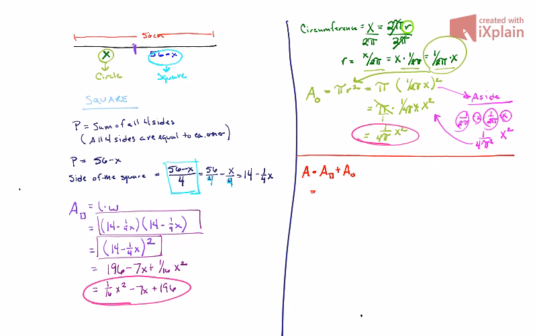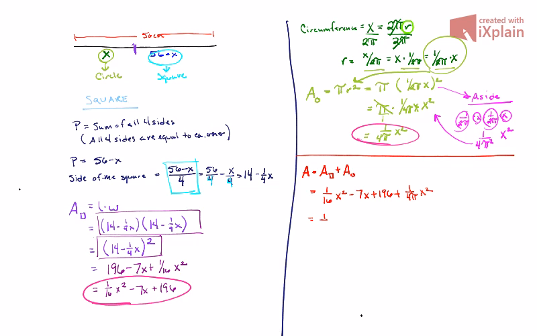Okay, so the area for the square is going to be 1/16 x squared minus 7x plus 196 plus the area of the circle, 1/4 pi x squared. From here, I'm going to shuffle things around, and I'm allowed to do that because of the commutative property for addition. Remember, commute means that we are allowed to move terms around and not change the intrinsic value of the expression. For example, 2 plus 3 is the same thing as 3 plus 2.